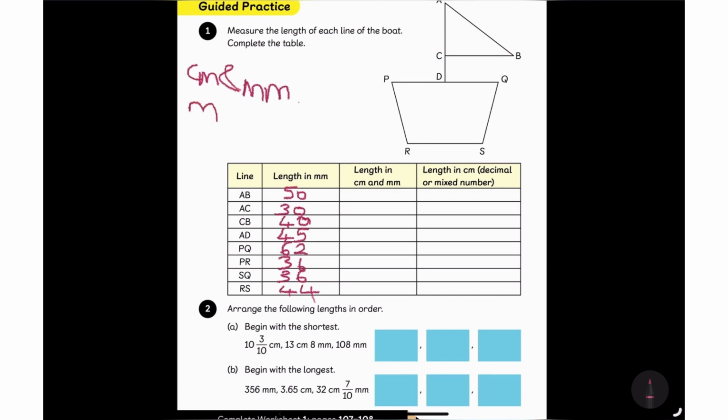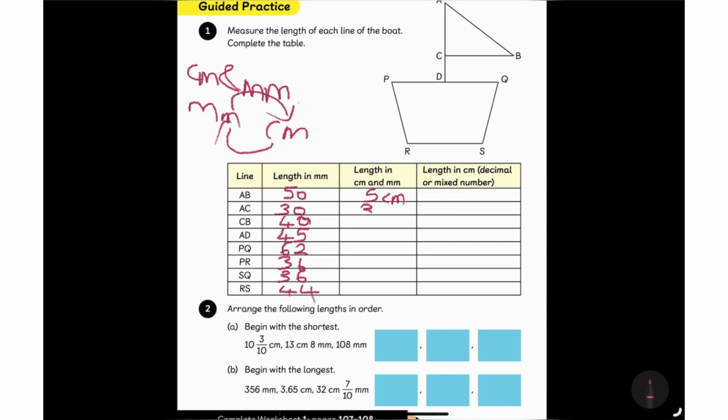So let me tell you the answer. For my 50, I got 5 centimeter. So by far, what did I do? Have I divided or multiplied? You'll get to know that. My 30 becomes 3 centimeter. Do go to the previous video and understand how I am getting this answer. Then I have my 4 centimeters.